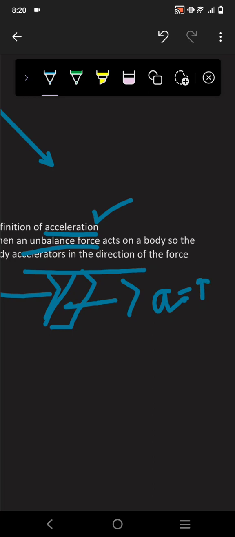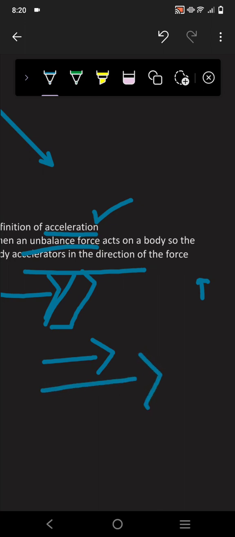For example, cycling. If I could give you the example that you are applying the force, and the body is accelerating in the direction of force. You apply force this way on the pedals of the cycle, so you are accelerating this way. When you increase the force, the acceleration of the cycle would be increased as well.